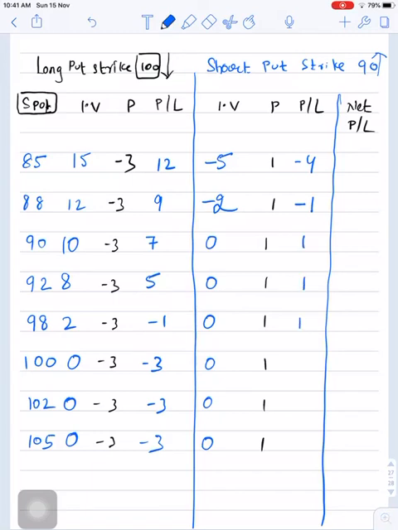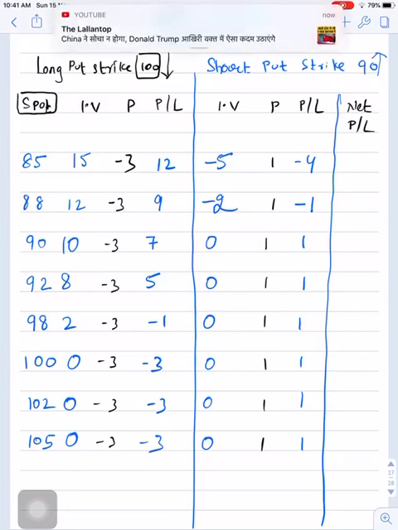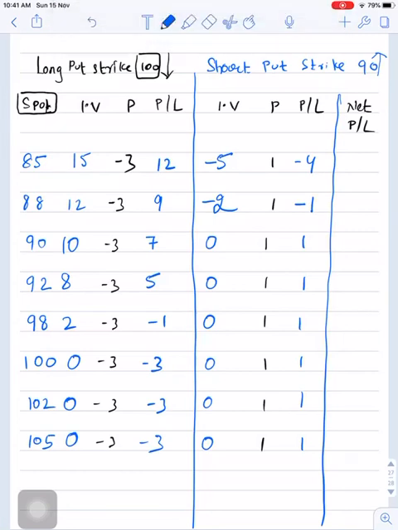Here you can see in all scenarios we are earning plus 1 because our view is correct. We predicted price will close above 90. So from 92 to 105 you can see all scenarios are above 90. That's why we are making profit of 1 rupee. Even at 90 we are making profit of 1 rupee because option is at the money. So that's why intrinsic value is 0.